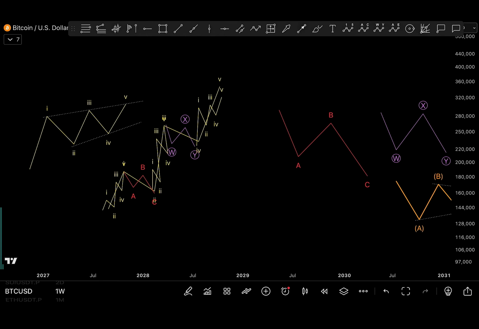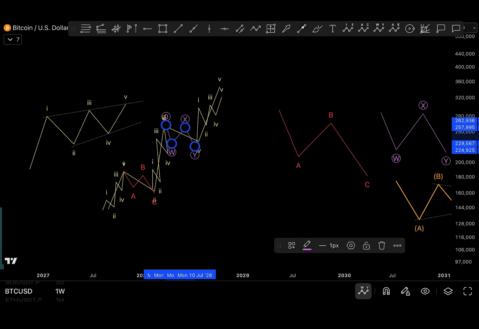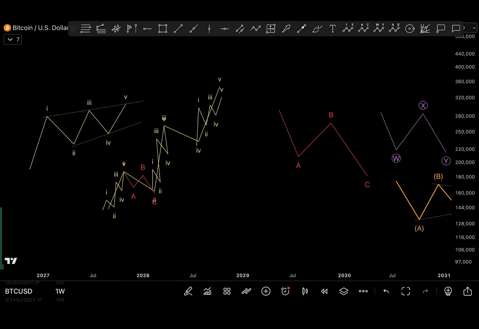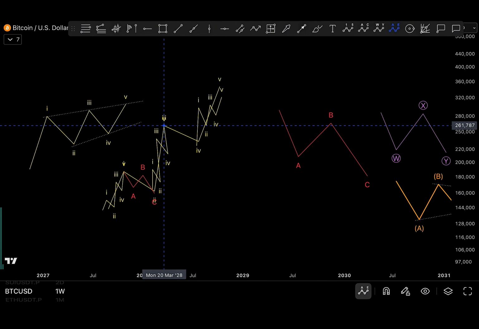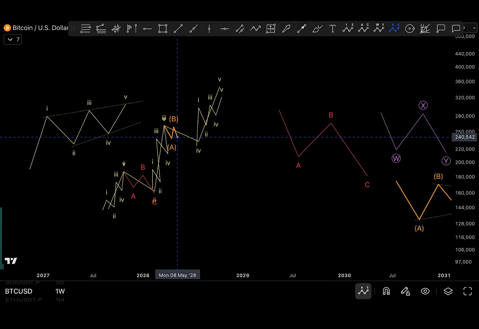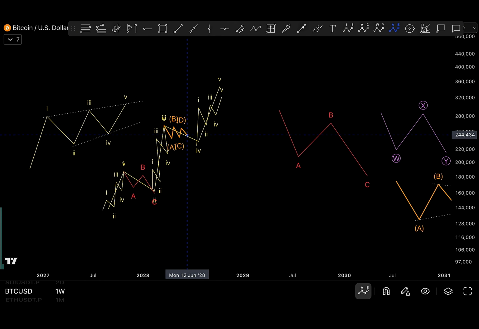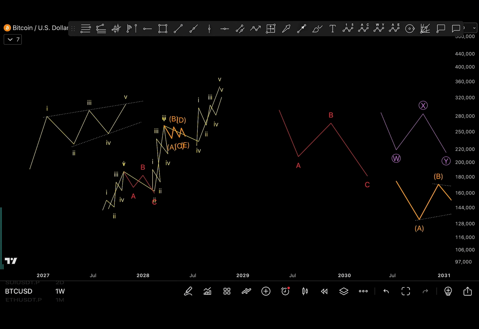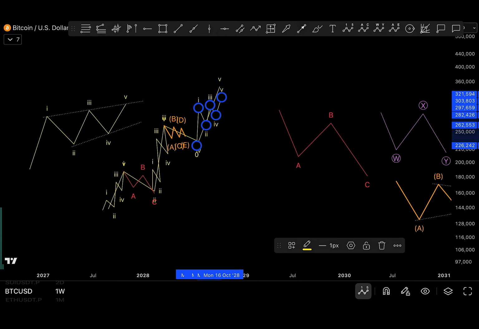So why not an ABC here? Why WXY? Okay, forget about WXY. It could also be a triangle here, A, B, C, D, E. Yeah, could be a triangle. And then we can move up from here.